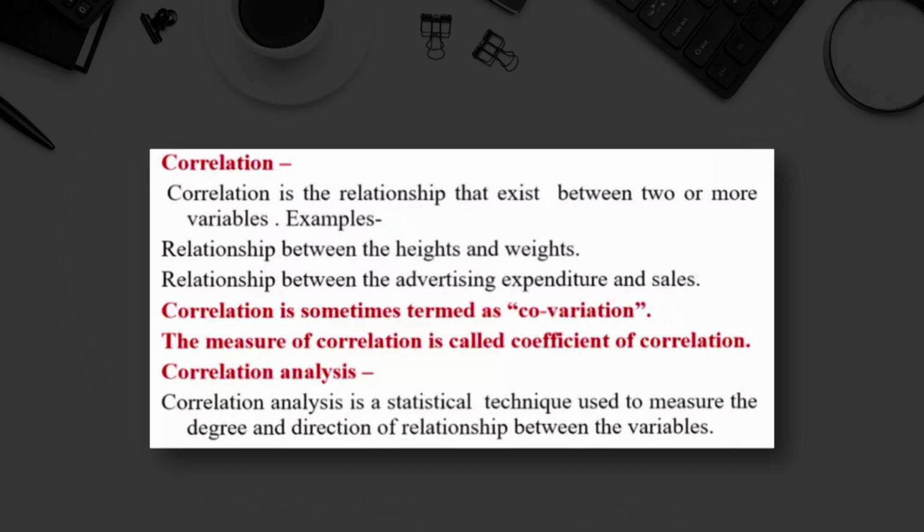Correlation is sometimes termed covariation, because whatever variation occurs, it provides the relationship between them. The method of correlation is also called the coefficient of correlation, which we will cover elaborately in our next session with the help of some good examples. Correlation analysis is a statistical technique used to measure the degree and direction of the relationship between variables.